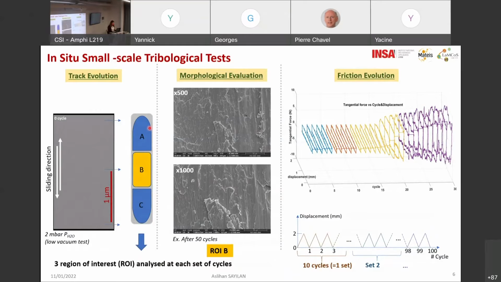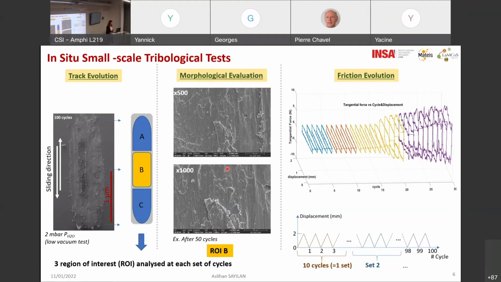Well, we picked 3 different zones: the beginning point of the contact, the center, and the finishing point of the contact. And we are able to do the friction force or friction coefficient analysis cycle by cycle. In our case, we had applied cycles in sets, like 10 cycles for one set, and we evaluated our wear track after every 10 cycles. And here you are seeing the images from the central zone of the wear track with different magnifications.